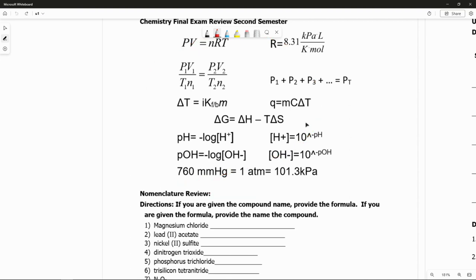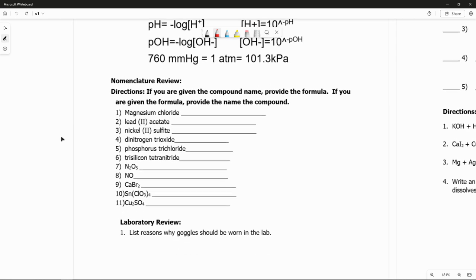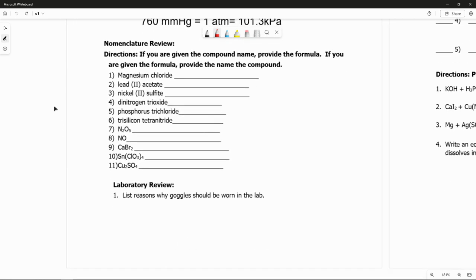So let's start with nomenclature. Nomenclature basically is just a fancy word for naming. In chemistry, we name compounds like magnesium chloride, lead 2 acetate, and we're going to go over how to name these formulas and compounds. If you're given the compound name, provide the formula. If you're given the formula, provide the compound name.